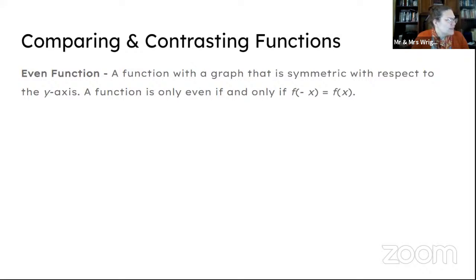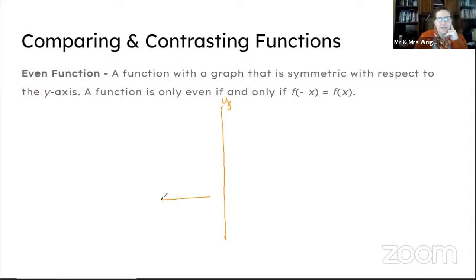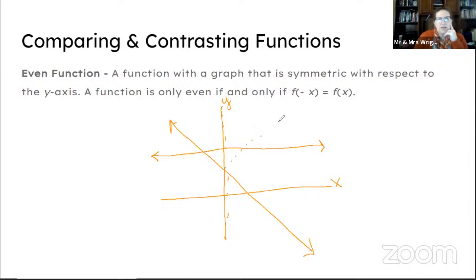Okay. Even functions. These are going to be functions that are symmetric with respect to the y-axis. And we're going to get into this in the very next lesson. But remember, you have a y-axis here and an x-axis here. If you have something that, let's say, a straight horizontal line, if you were to fold this in half along the y-axis, this would be symmetrical because they would fold directly on top of each other. However, if you were to have a diagonal line, that would not be symmetrical to the y-axis because it would not lay on top of the other one. It would look up here. So an even function has symmetry around the y-axis.